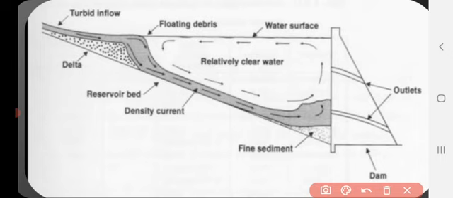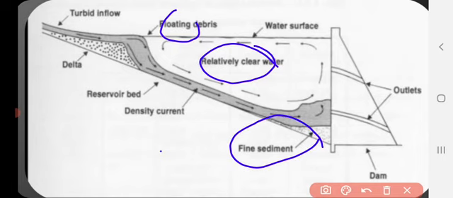One is suspended and another is bed load. Suspended are the debris and floating debris. So small size sediments or silt and sand are in suspension with the water, while large size sand and silt, or we can say boulders, are deposited into the bed of the reservoir, right? So this is, we can say, bed load sediment, and these are the suspended load sediments, right?